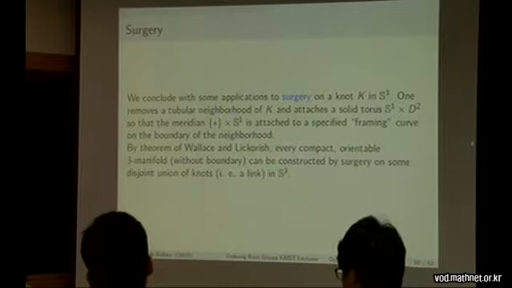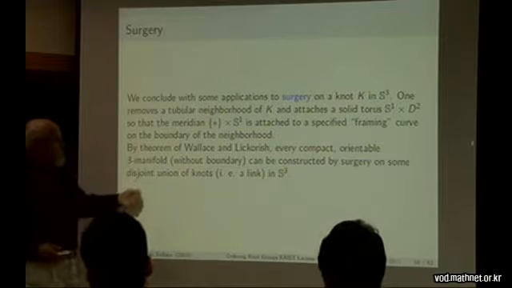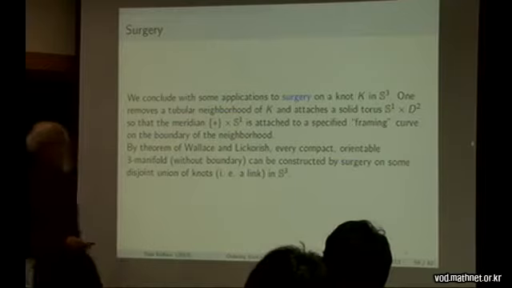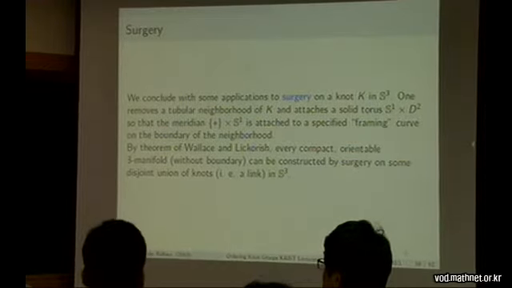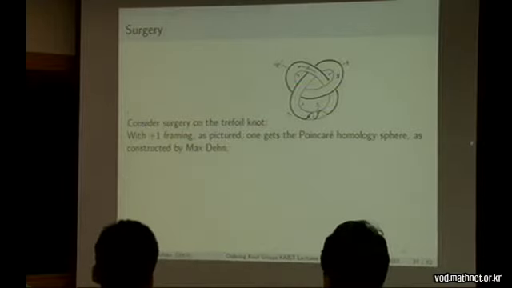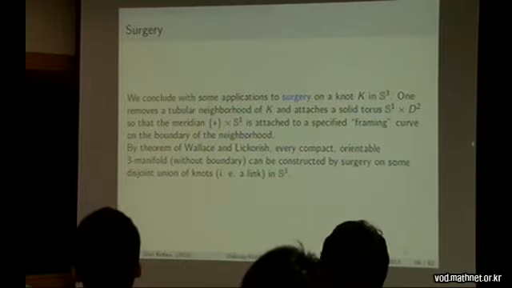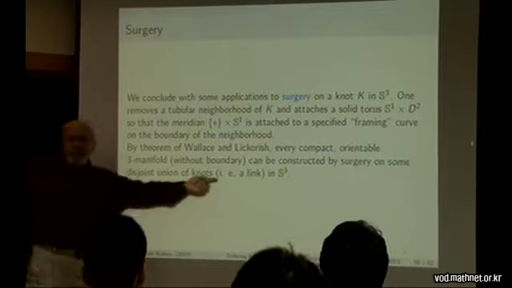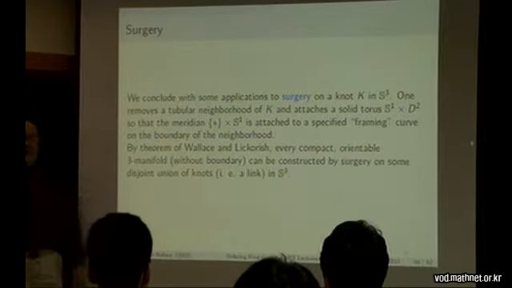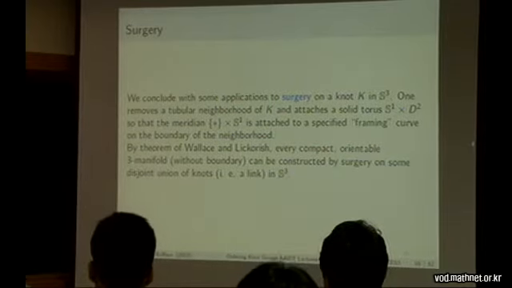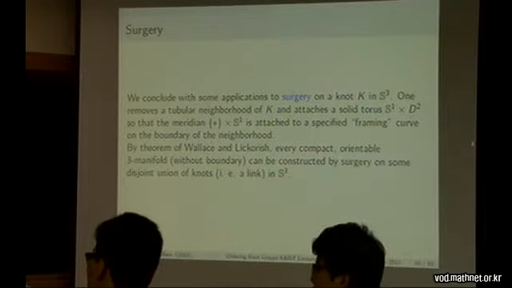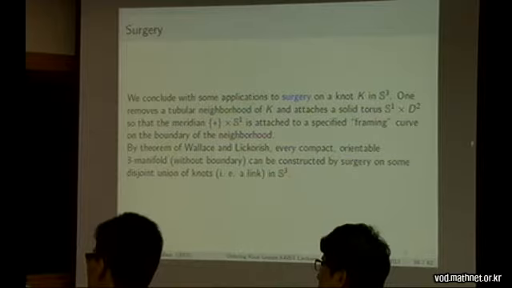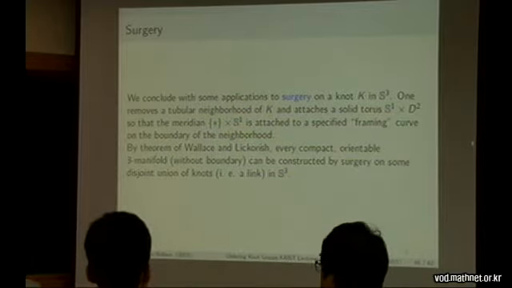I just want to point out that a famous theorem of Wallace and independently Lickorish is that all compact orientable three-manifolds arise by surgery, not necessarily on a knot, but on a link, a disjoint union of knots in S3. So knot theory is really important in understanding three-manifolds through this construction and through similar constructions.